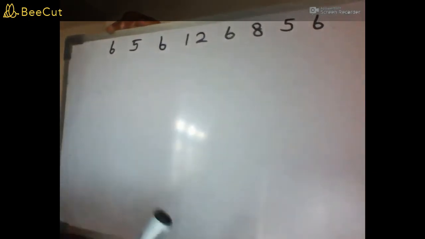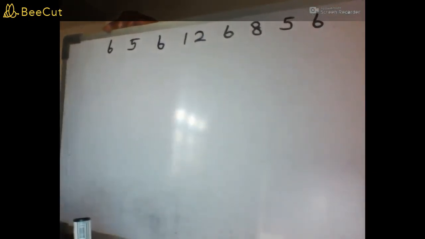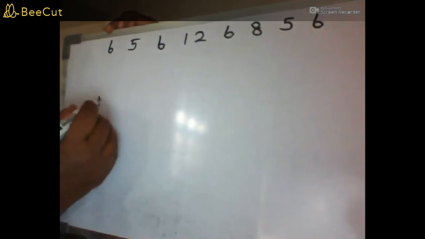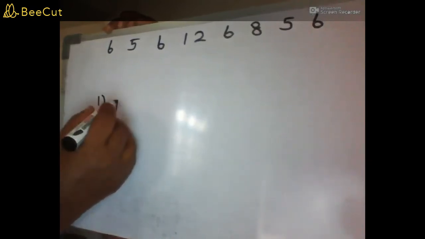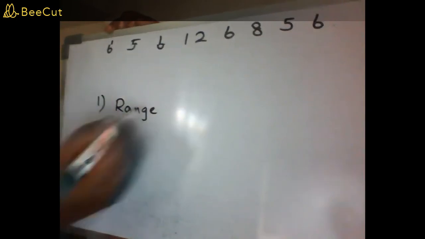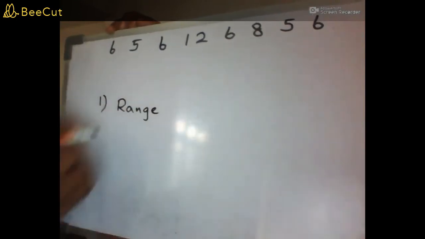Now the next one is measures of dispersion. Dispersion means how the marks are scattered, or how the marks deviate from the average. That's the central value. Now for this one we are studying the range. How the marks are dispersed.